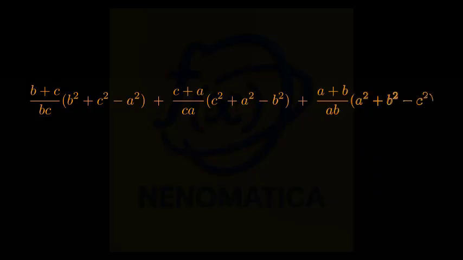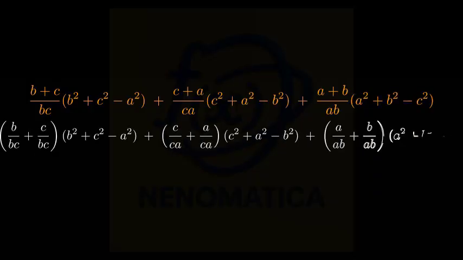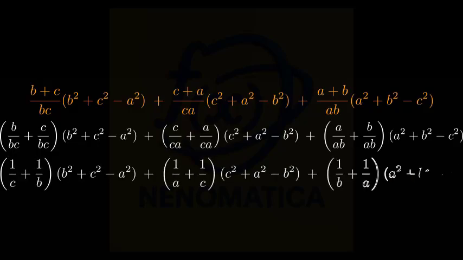Here is the expression to simplify. Notice the cyclic symmetry in a, b, and c. Step 1. Split each numerator sum over its product in the denominator. For example, b plus c over bc becomes b over bc plus c over bc, and similarly for the other two terms. Next, simplify each of those tiny fractions. b over bc is 1 over c, c over bc is 1 over b, and similarly we get 1 over a and 1 over c, and 1 over a and 1 over b for the third.